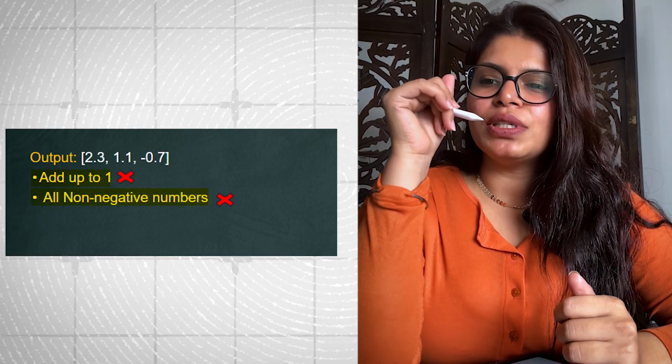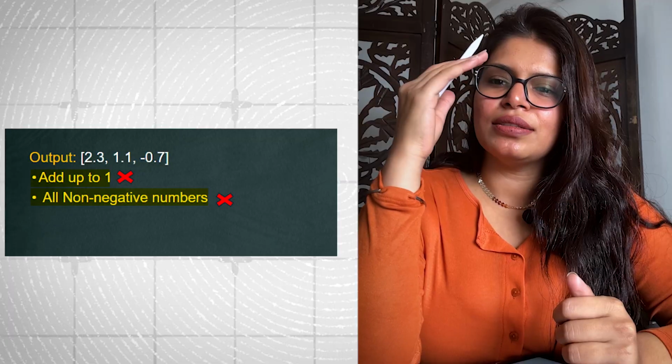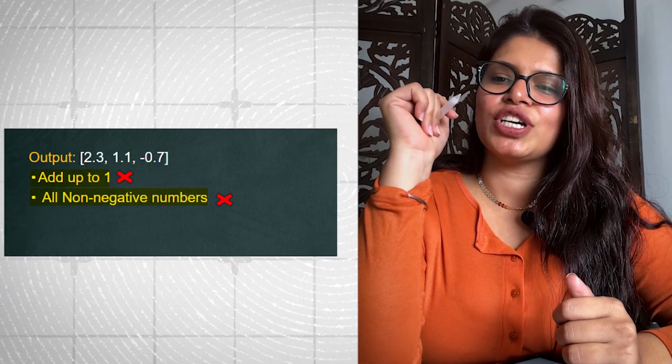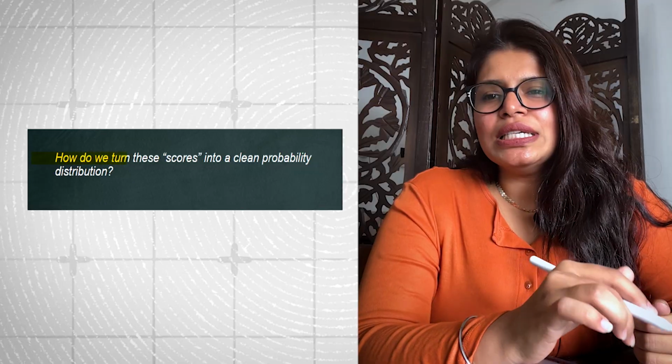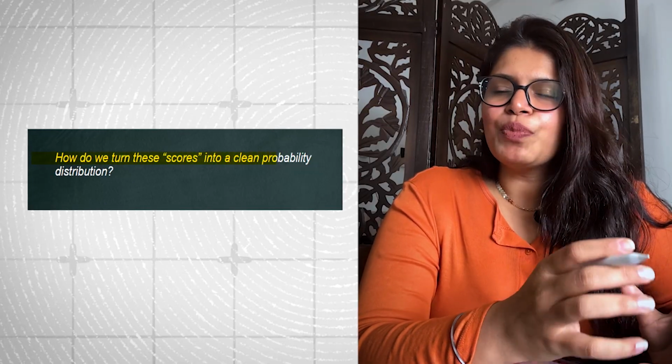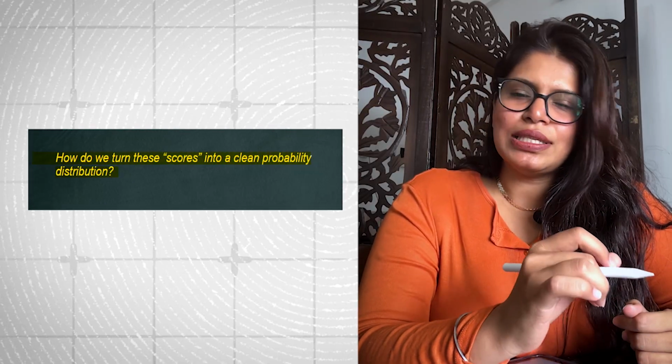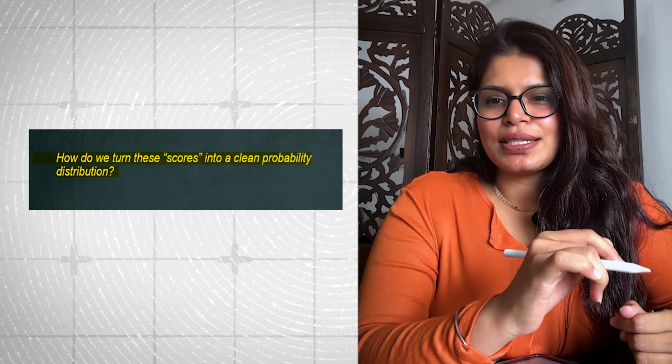It is not possible to look at these numbers and say the first one has a 70% chance of being true. So the question is, how do we turn these scores into a clean probability distribution? This is the motivation of Softmax.